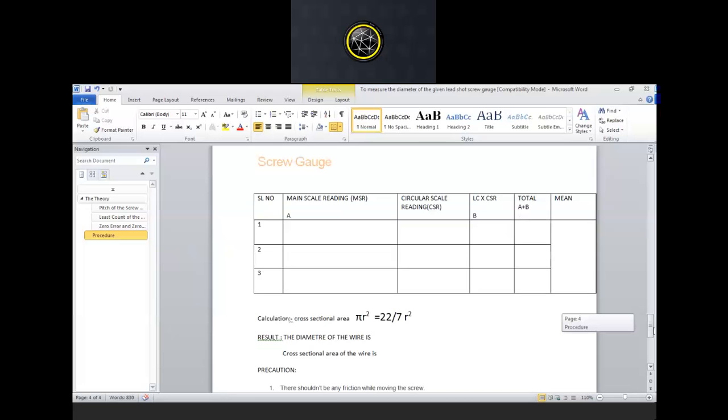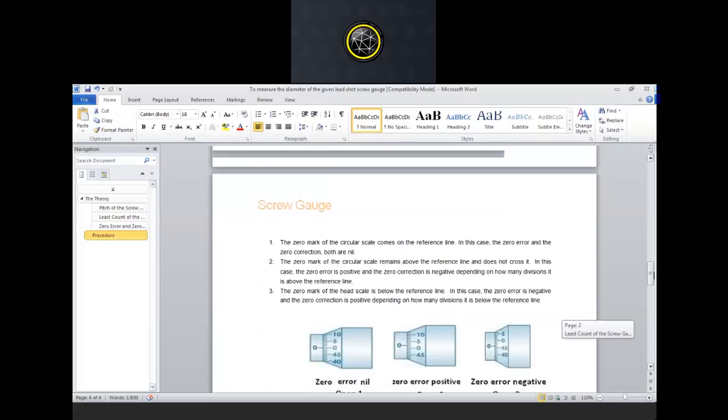Okay, next, see, this is the area of cross section formula. Area of cross section is pi r square. Everyone knows the value of pi, 22/7, right?